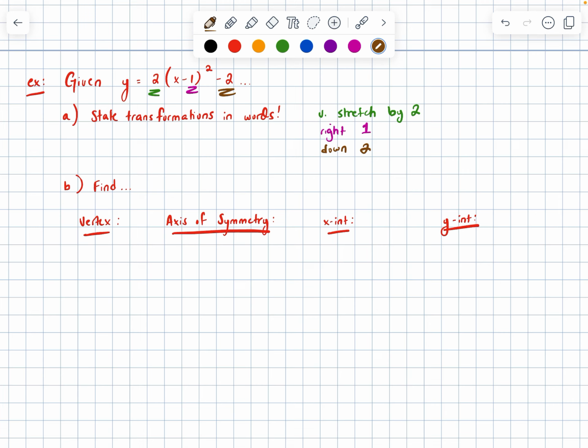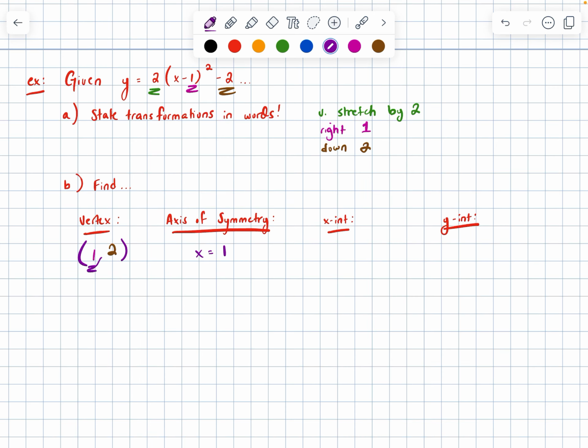My vertex, of course, I know comes from that negative 1 and that negative 2. If I started at (0, 0) and I moved right 1 and down 2, then I would end up at the point (1, -2). So (1, -2) is the vertex of my parabola. The axis of symmetry, I know it's a vertical line, so its equation is always going to be x equals. And since it passes through the vertex, I take the x-coordinate of my vertex. x equals 1 is the equation of my axis of symmetry.